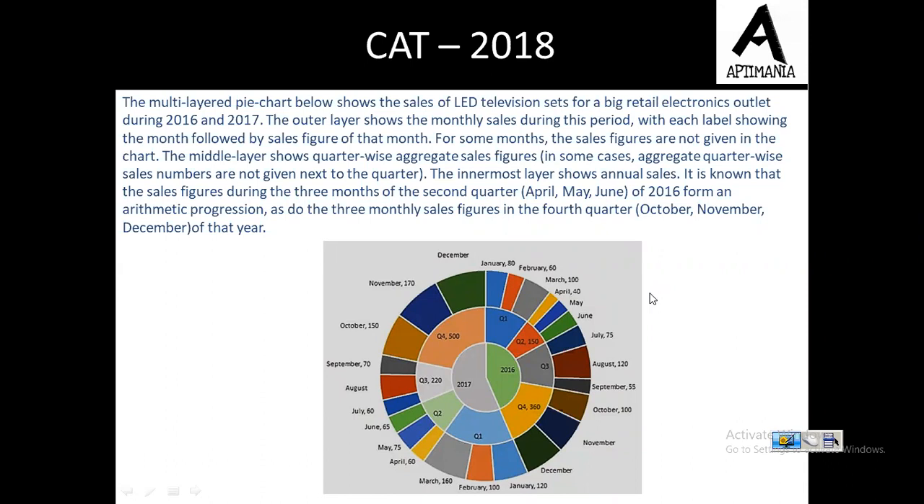For some months, the sale figures are not given in the chart. The middle layer shows quarter-wise aggregate sale figures. In some cases, aggregate quarter-wise sales numbers are not given next to the quarter. The innermost layer shows the annual sales. It is known that the sales figures during the 3 months of the second quarter, April, May, June of 2016, form an AP, as do the 3 monthly sales figures in the fourth quarter, October, November, December of that year.